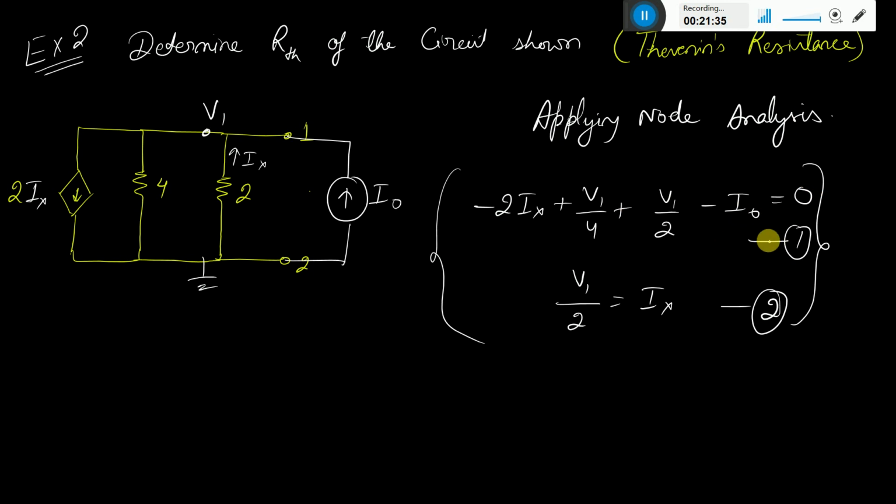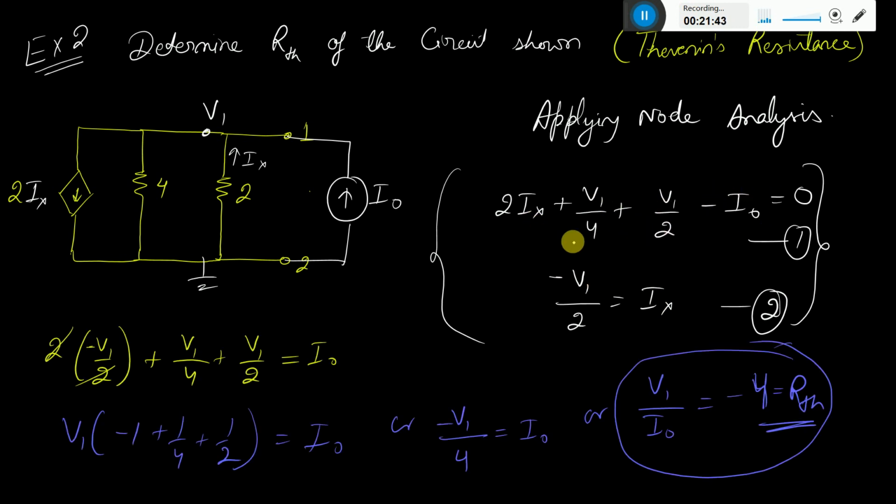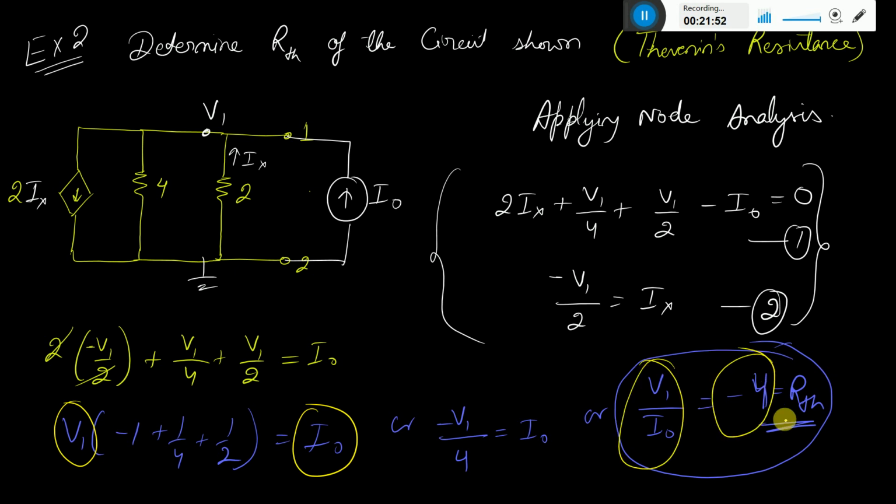Now this is the equation we have written. And then if we substitute the value of Ix over here with the V1, now we'll get it in terms of V1 and I0. So here it is. So we get the value of V1 by I0 here, and that value is minus 4. So we are getting the answer as minus 4. This minus 4 is now the value of RTH.